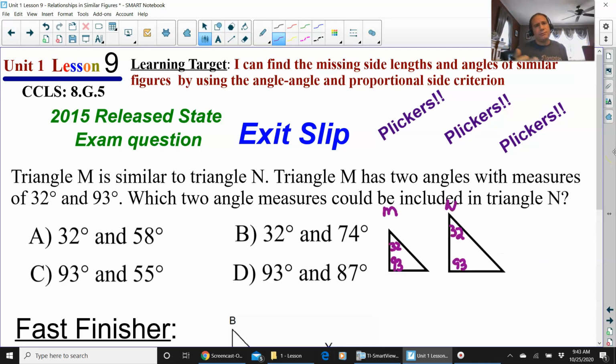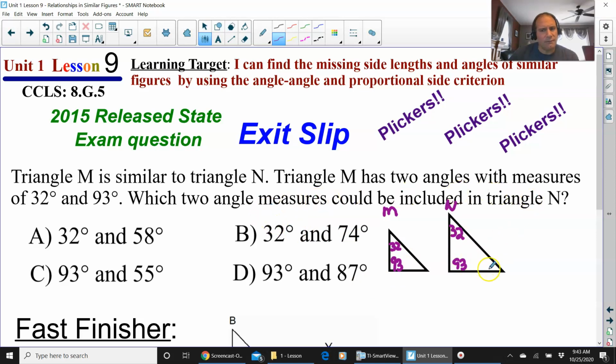Okay, so I drew two triangles, triangle M and N. They said triangle M and N are similar to each other. That's the first sentence. Triangle M has two angles, 32 and 93. I put 32 degrees in here, and I put 93 degrees in here. So they're similar. That means the corresponding angles are equal. So they're asking which two angle measures could be included in triangle N.